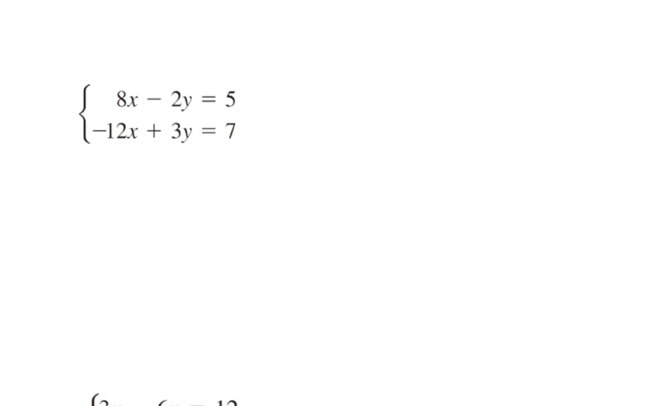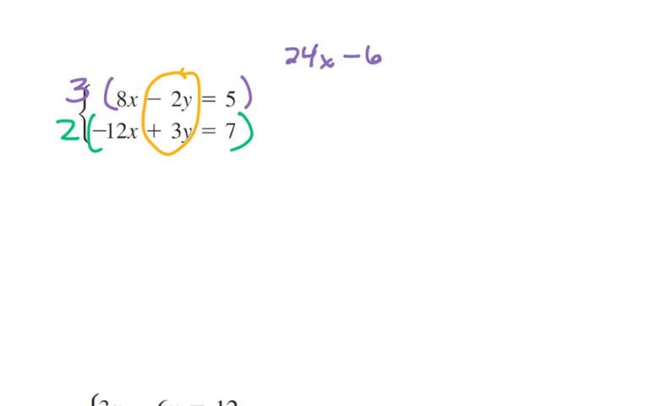So I think I'm going to use elimination, and I'm going to multiply the top equation by 3, and I'm going to multiply the bottom equation by 2. Can you see why I'm doing this? That's going to allow for this middle part in here to be a -6 and a +6. So my top will be 24x minus 6y equals, don't forget to multiply everything by 3, 15. And my bottom equation, again, I'm going to multiply all 3 terms by 2.